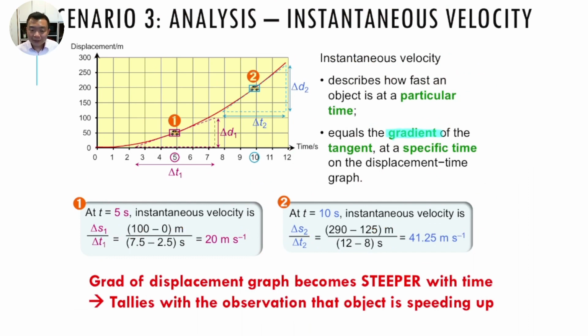Okay, so again, the gradient of the graph actually becomes steeper and steeper with time. It started off fairly gentle at 0.1 on the slide, and then as time passes until 0.2, the gradient becomes steeper. So this shows that the object has sped up and become faster. So this tallies with our calculation over here that the final speed and the final velocity is actually much higher, much faster than before.